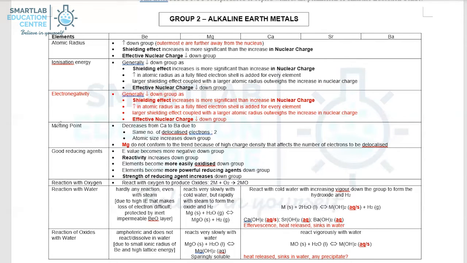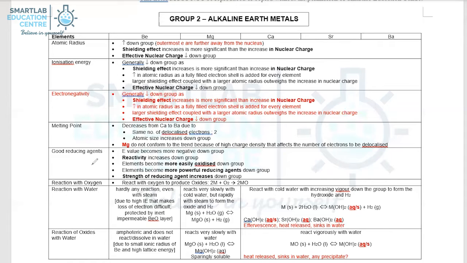Melting point wise, in terms of metallic bonding, the metallic bond will be weaker when you go down the group, primarily because your atomic size will increase, which means the charge density of your cation will decrease as your cationic size becomes bigger as you go down the group. So the melting point is expected to decrease down the group.